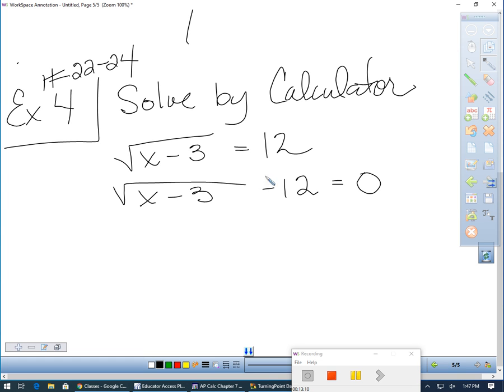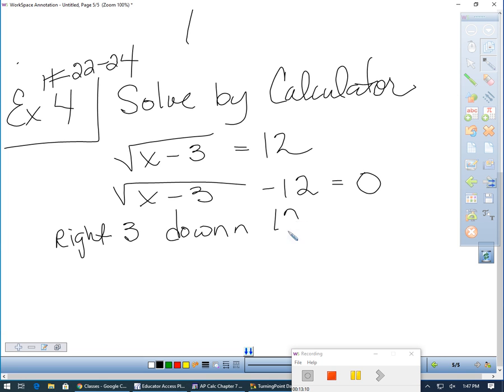Okay, so tell me what this means. If I were to ask you the translation, what's going on in this problem? Went to the right 3 and down 12. Thank you.